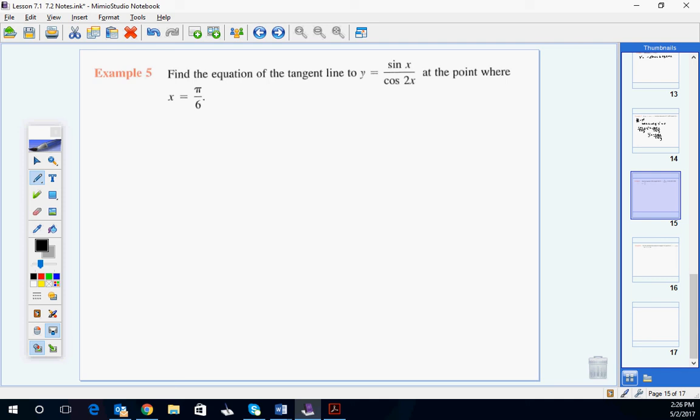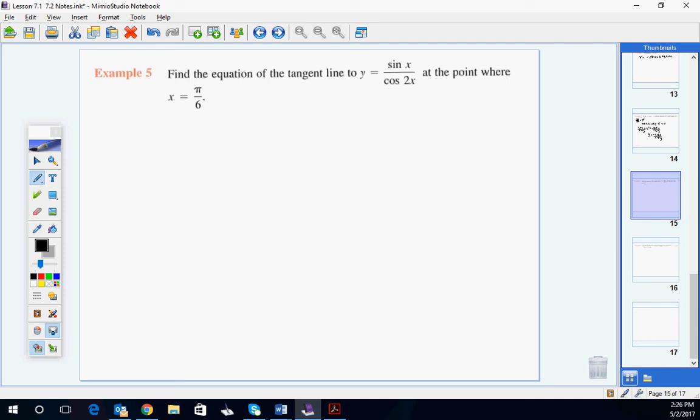Yeah, so it's asking us to get the derivative, and we want to look at the derivative at pi over 6. Okay, so unfortunately, you can see what that's going to be. Quotient rule, we have to do quotient rule. Okay, so here we go.